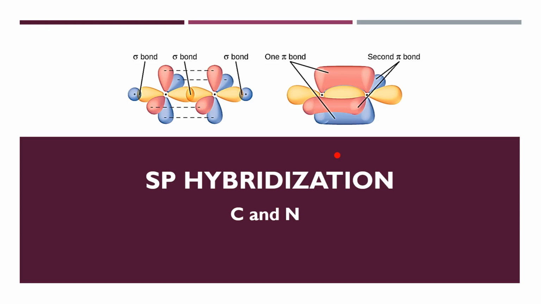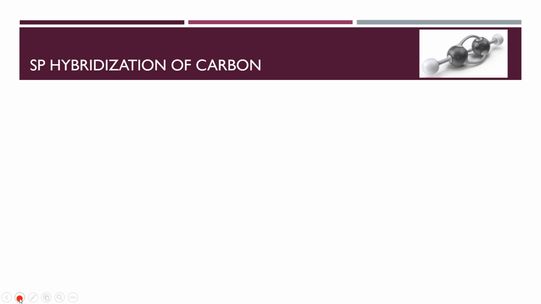About sp hybridization. I have already made videos on sp2 and sp3, so the basics are covered in those. You can watch those videos. What we are going to study here is an example of sp hybridization with respect to carbon. As I told you in my previous videos, sp3 is for carbon-carbon single bond, sp2 is for carbon-carbon double bond, and sp is for carbon-carbon triple bond.